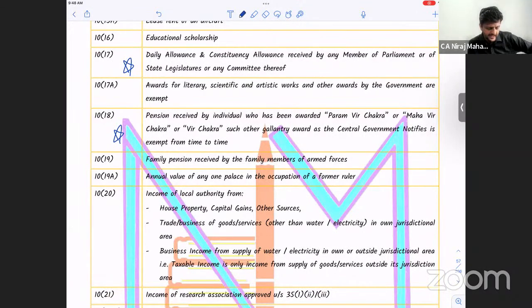Awards for literary, scientific, and artistic works and other awards by the government are exempt. At least in movies, I know, there is something called national awards, isn't it, bacho? National award for movies also they give, no? So again, if you receive any kind of money over there, that is exempt. 10.18, Param Vir Chakra, Mahavir Chakra, that again, bacho, any pension received by an individual who has been given this award is also exempt. Family pension received by family members of armed forces.